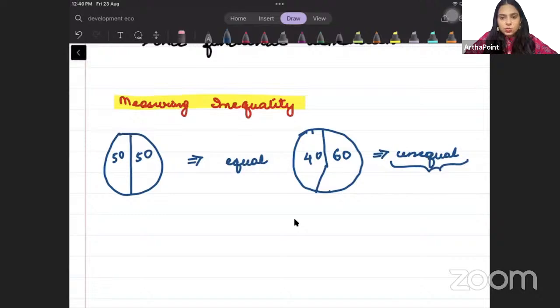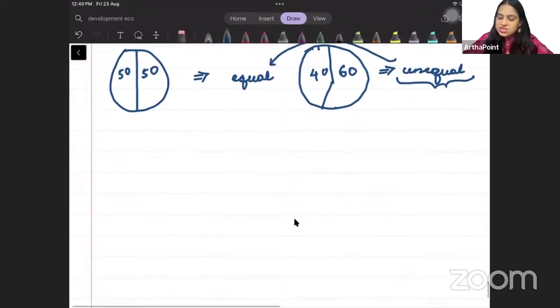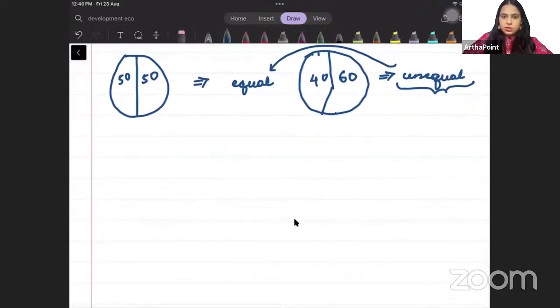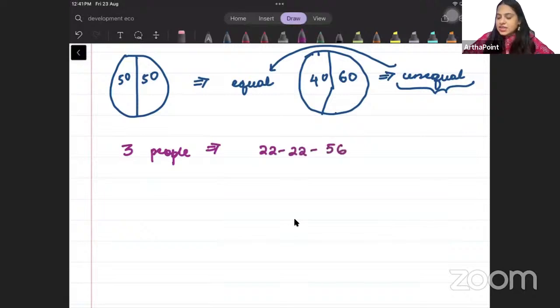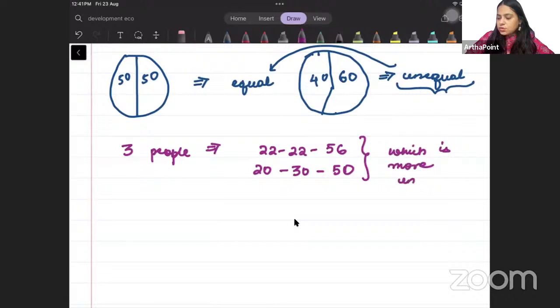If I ever want to understand unequal, then I need to understand what is equal. Now, this is easy when there are only two people involved. But suppose there are three people involved, and I give you two distributions. The first distribution is 22, 22, 56. The second distribution is 20, 30, 50. And I ask you, which distribution is more unequal?